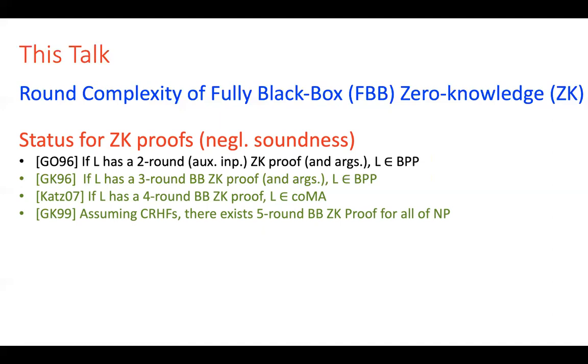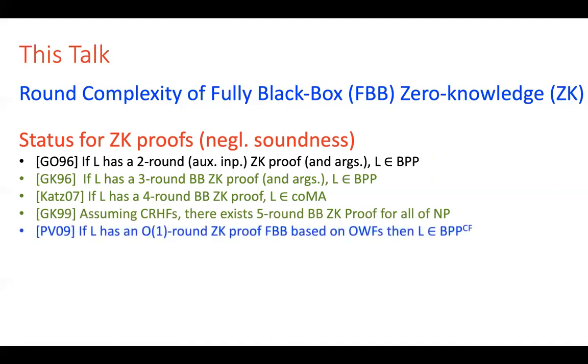But let's ask, can we do better for zero knowledge proofs? Can we do it using one-way functions? Well, no, there are a few lower bound results here. In joint work with Rafael, we showed that constant round zero knowledge proofs, fully black box based on one-way functions, can only exist for languages in this class called BPP with a collision finder oracle. Again, it's unlikely that all of NP will have a constant round zero knowledge proof based on one-way functions.